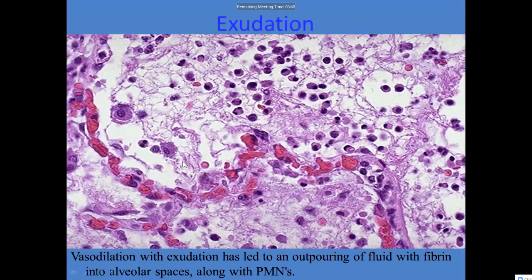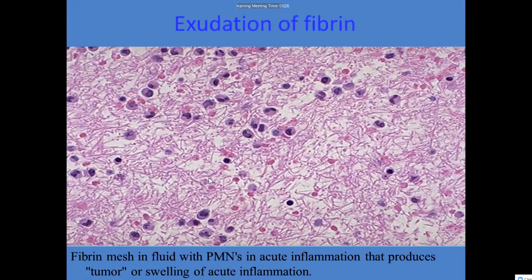Here you see vasodilatation and increased blood flow, which is the vascular event, and exudation, outpouring of fluid with fibrin. Fibrin is a major protein in the blood plasma. Here you see the fibrin meshwork. Polymorphonuclear neutrophils are embedded or trapped in this mesh and produce the swelling, or tumor, of acute inflammation. This is a common sign.